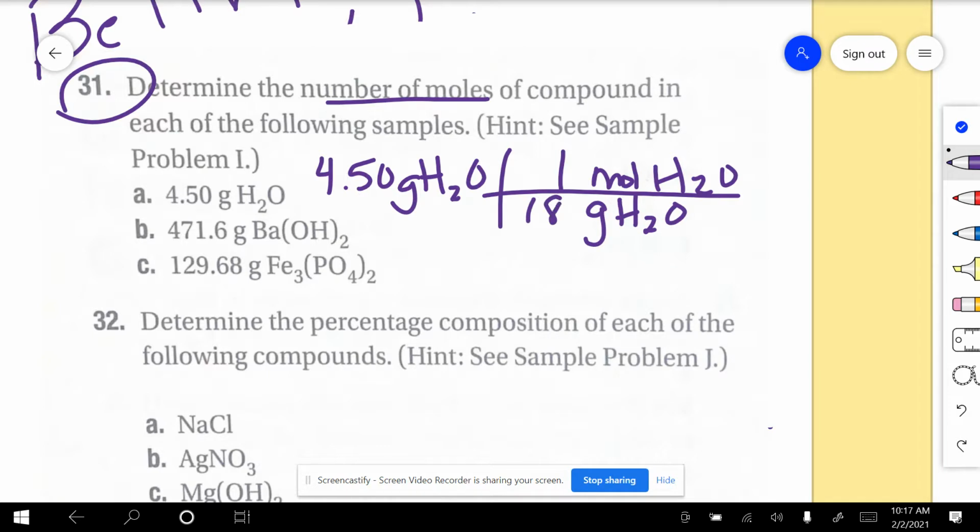Now that I have this set up, I can very easily just look at this. I don't even have to think, which, when you're on a test, we don't want to spend time doing that. We want to have this down pat so we can move quickly. Grams cancel out. I multiply across the top and I divide by the bottom. 4.5 divided by 18 is what? 0.25.